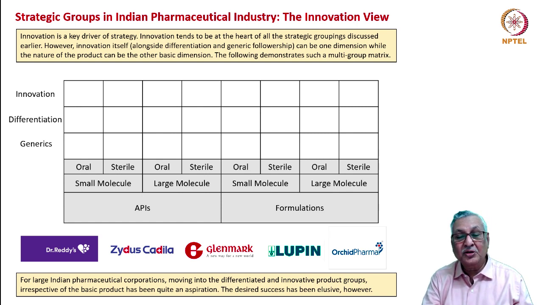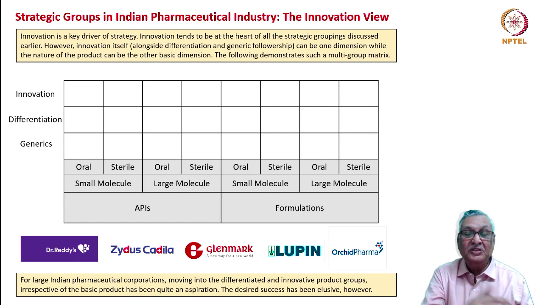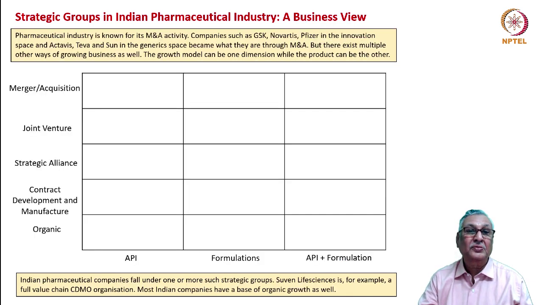For large Indian pharmaceutical corporations, moving into differentiated and innovative product groups, irrespective of the basic product, has been quite an aspiration. People wanted to shift from the cells we have seen in the previous slide to the cells which we are seeing today. But many companies did not also realize that these movements require overcoming of the mobility barriers, because each cell has mobility barriers, and mobility across the strategic groups has not been easy for many companies. That's why the desired success in innovation or differentiation has been elusive for such companies.